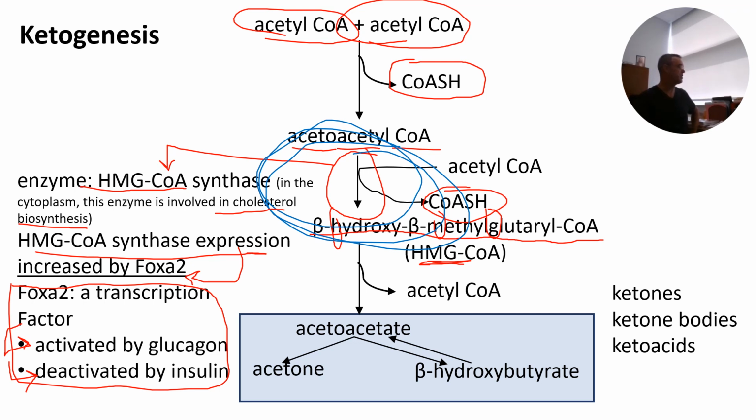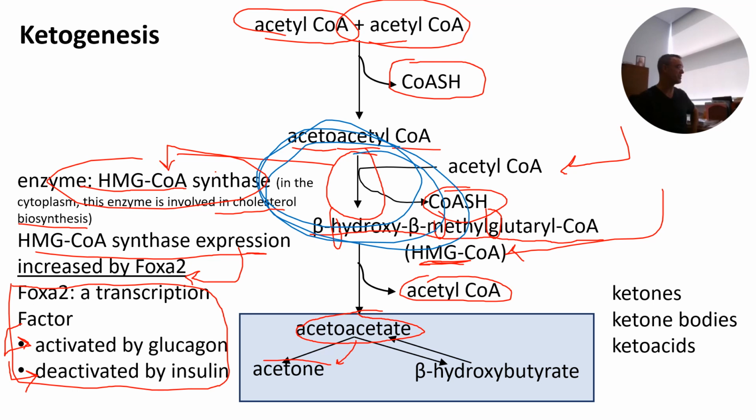All right, so this HMG-CoA synthase has catalyzed this reaction and formed HMG-CoA. Well, we're not done yet. We are going to kick off another acetyl-CoA molecule, and we are going to end up with acetoacetate, which is one of our ketones. Acetoacetate can also become acetone, which is another one of our ketones.